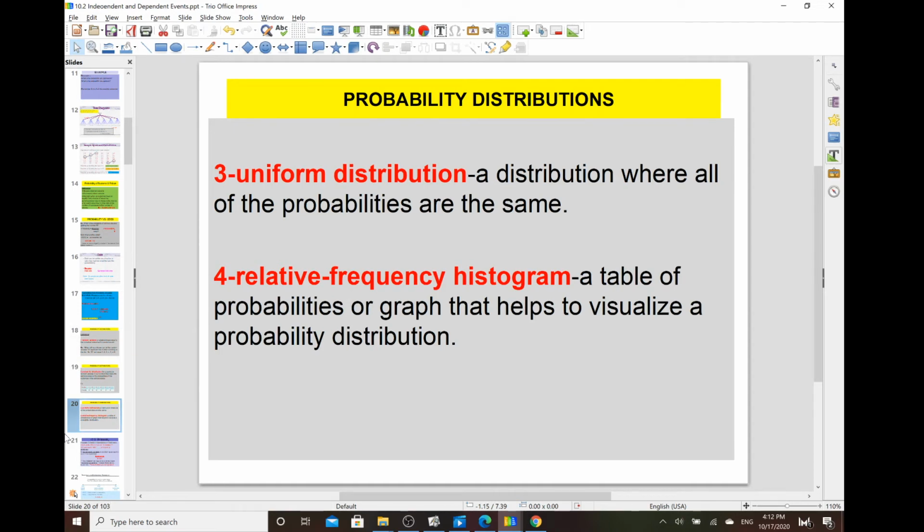And then number 4, relative frequency histogram. So a table of probability or graph that helps to visualize probability distribution. But so far, no need to worry about this yet. Okay.